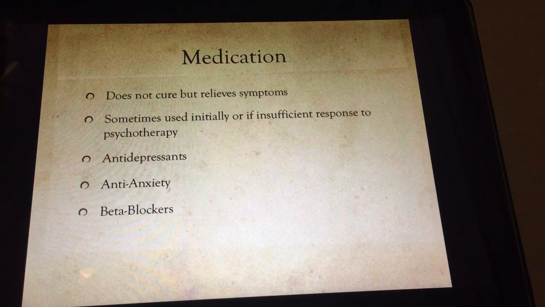Medication can also be used, but the medication is not a cure. It just relieves symptoms. Sometimes it is used initially, or it can be a response to when you get an insufficient response to psychotherapy. The medications that are commonly prescribed are antidepressants, anti-anxiety, and beta blockers. Antidepressants are more commonly given to people who have panic disorder or social phobia. Anti-anxiety is usually the first line of defense for generalized anxiety disorder, while beta blockers control rapid heartbeat, shaking, trembling, and blushing, so those are common to see throughout.